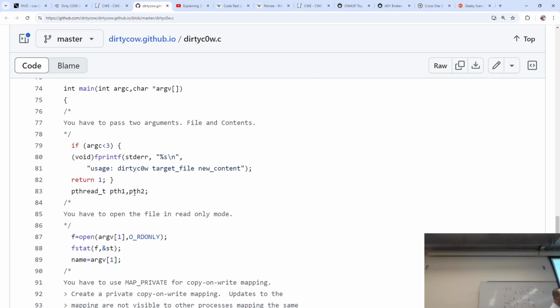Give it the name and location of a target file, as well as what new content I want to overwrite to the target file. We do that processing for you, so it just gives you a root shell, but you can use this version to do it yourself as well.